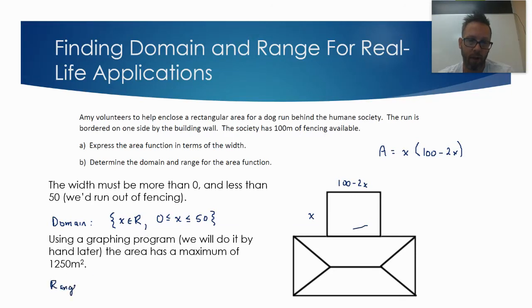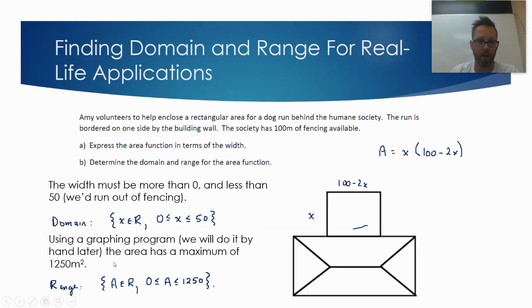But for the range, well, I shouldn't say that, you could go into Desmos, let's say, and plug in this function, and it would give you the range. So the area has a maximum of 1,250 meters squared, and the lowest an area would be 0. So for the range, we would say the area can be any real number between 0 and 1,250. And you know what? I'm going to call an audible here, and I'm just going to show you guys how we could do this.